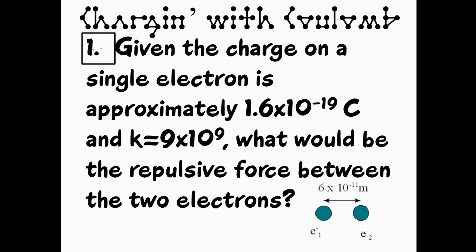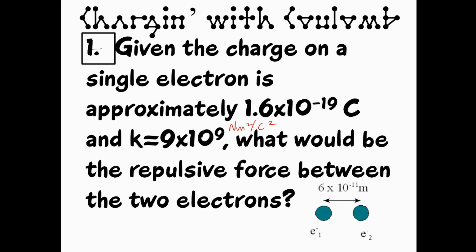So we have here, given the charge on a single electron is approximately 1.6 times 10 to the negative 19th coulombs. Remember, coulomb is how much charge. The SI unit of charge is the coulomb. And the K is equal to 9 times 10 to the 9th newton meters squared per coulomb squared. What would be the repulsive force between the two electrons? This question is asking how much these electrons are pushing away from each other.